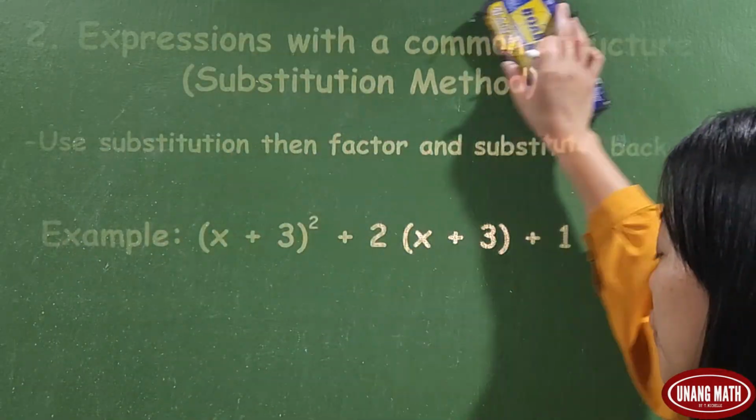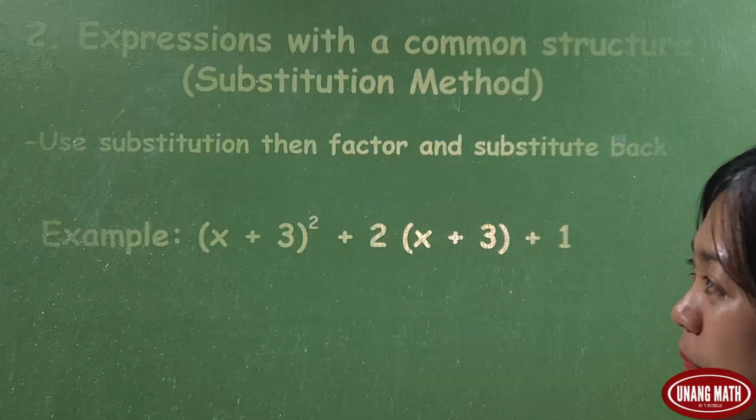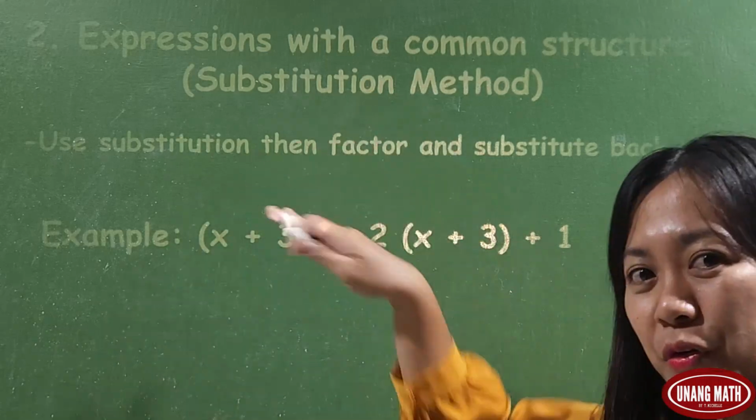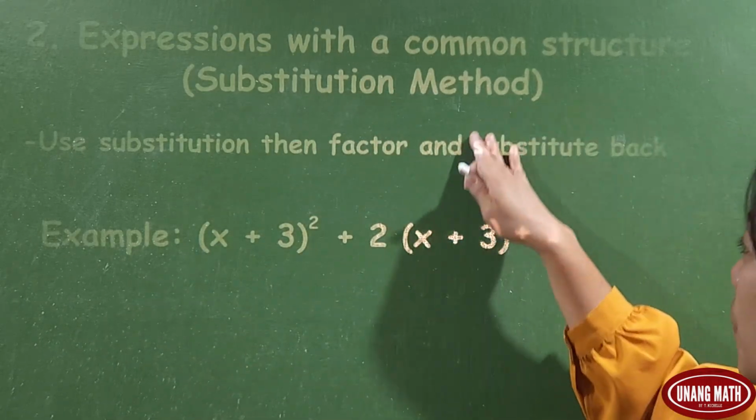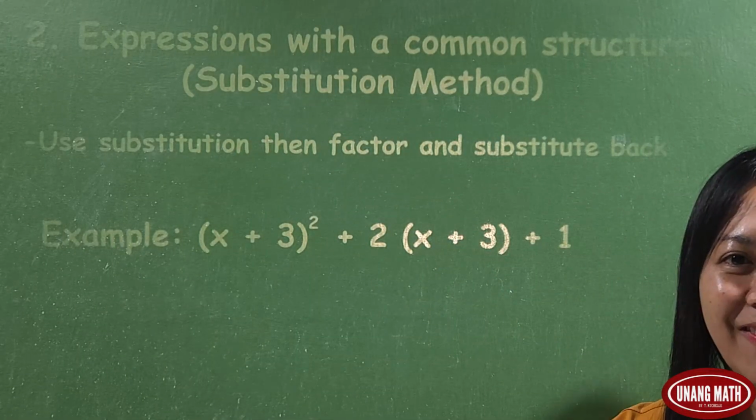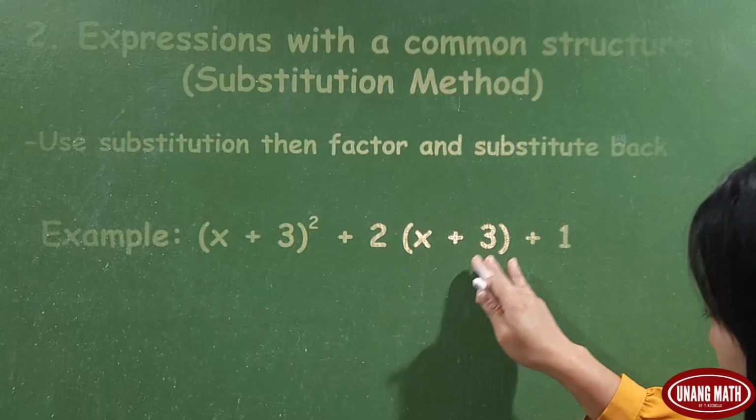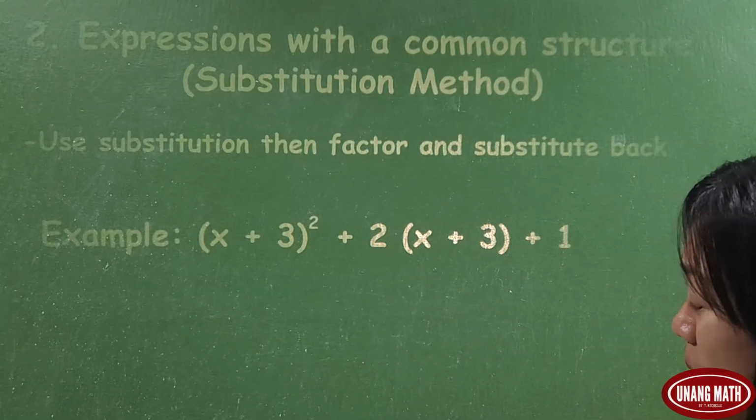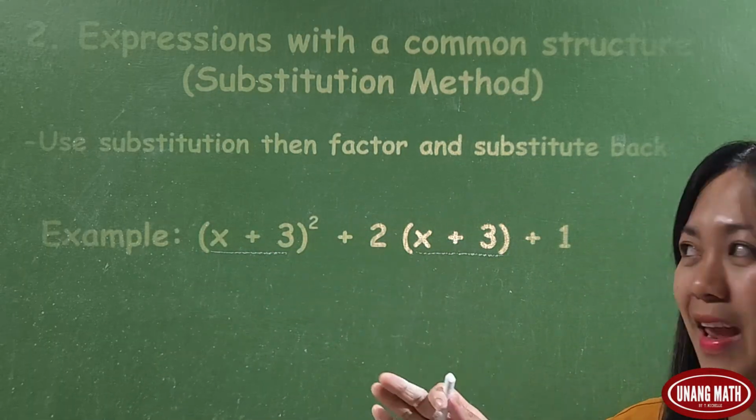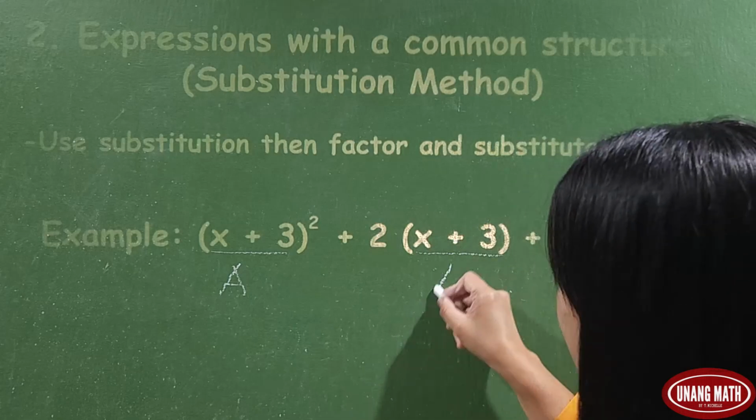If an expression has a common structure, what we will do is first use substitution. Next would be to factor that expression. And then later on, we will substitute back. That's why this is the substitution method. Example: x plus 3 squared plus 2 times x plus 3 plus 1. The common structure here is x plus 3. These are exactly the same. So it's a common structure. We will represent this common structure first as a.